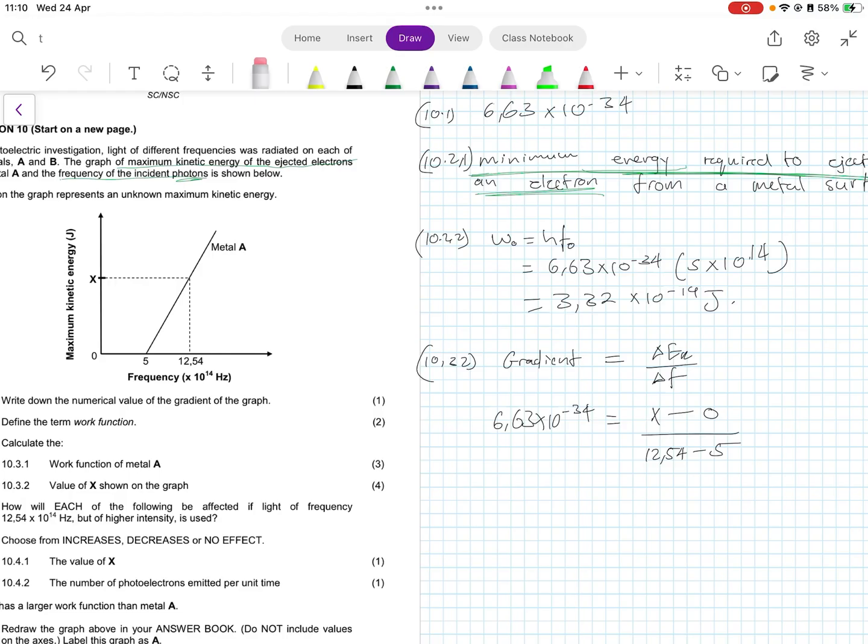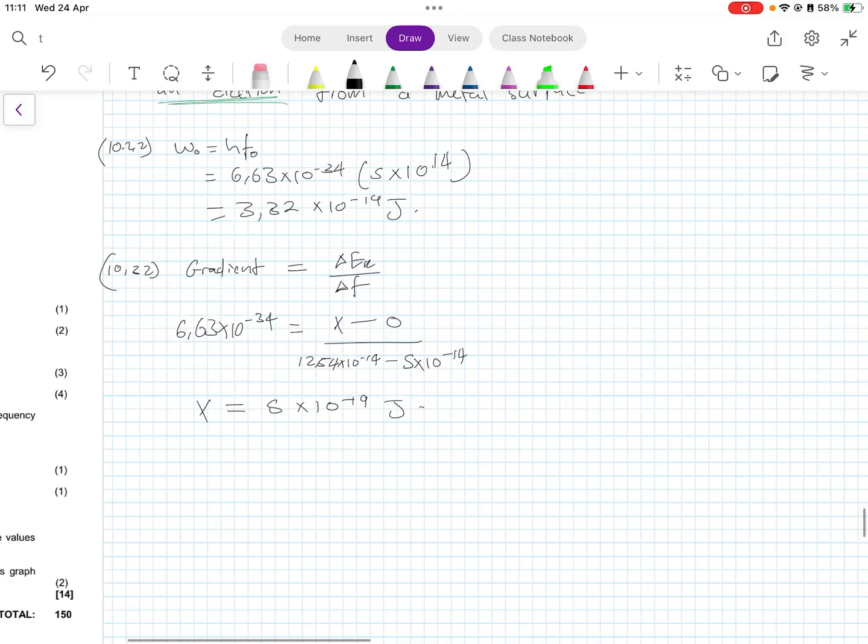All of this is to the power, let me just write it all out. This will be 12.54 times 10 to the power 14 minus 5 times 10 to the power 14. Thus, x will be equal to 5 times 10 to the power minus 19 joules. Okay.